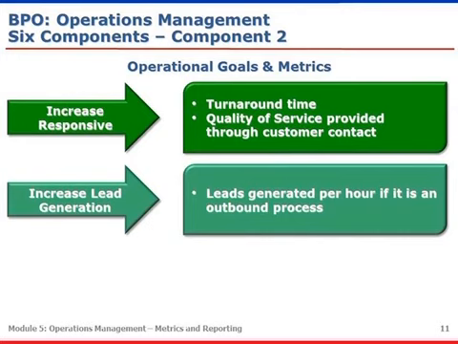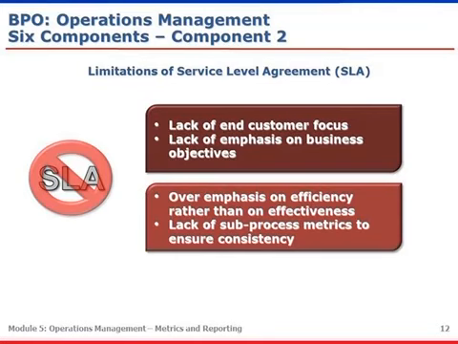Increase responsiveness, turnaround time, quality of service provided through customer contact. Increase lead generation, we mean lead generated per hour if it is an outbound process. Limitations of SLA or service level agreement would be lack of end customer focus, lack of emphasis on business objectives, overemphasis on efficiency rather than effectiveness, and lack of sub-process metrics to ensure consistency.